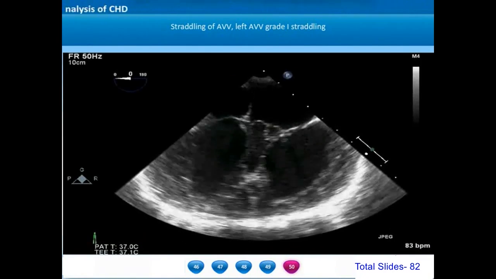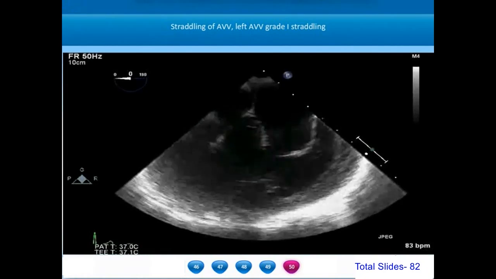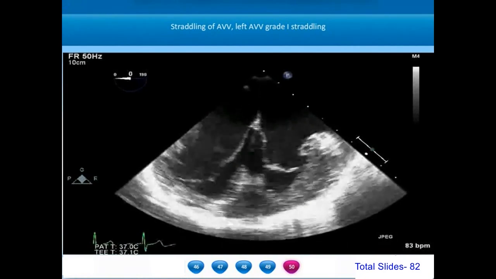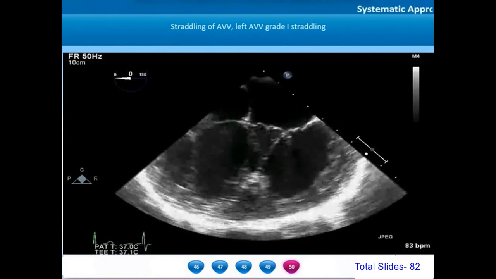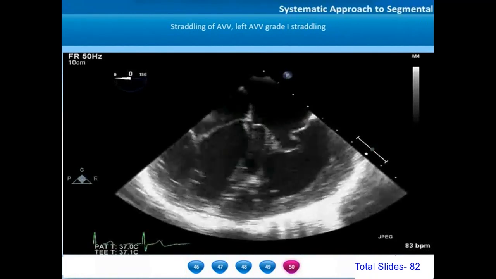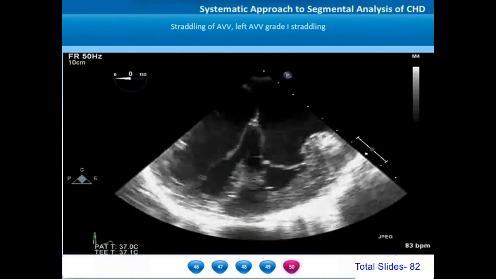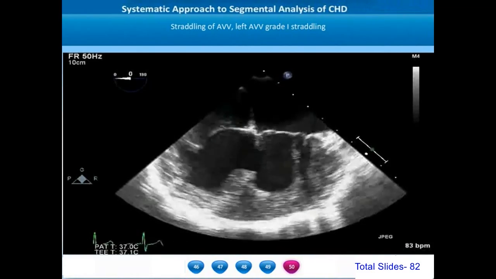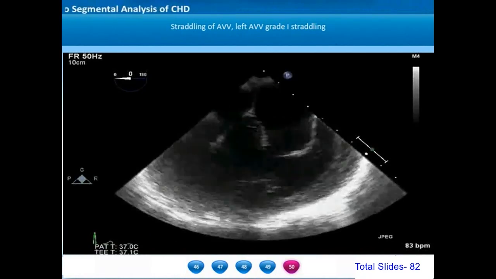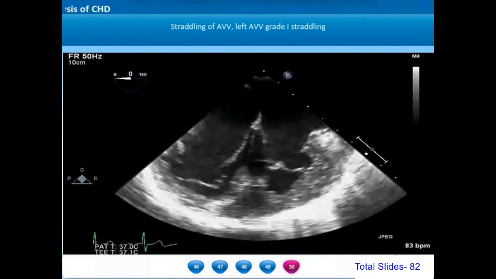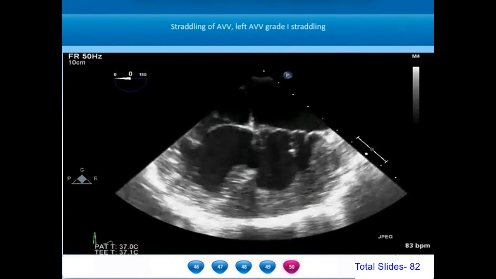While analyzing the atrioventricular connection, we also need to understand two terms, overriding and straddling. When the annular plane of one of the atrioventricular valves is overriding an inlet ventricular septal defect, then it is defined as override of the atrioventricular valve.